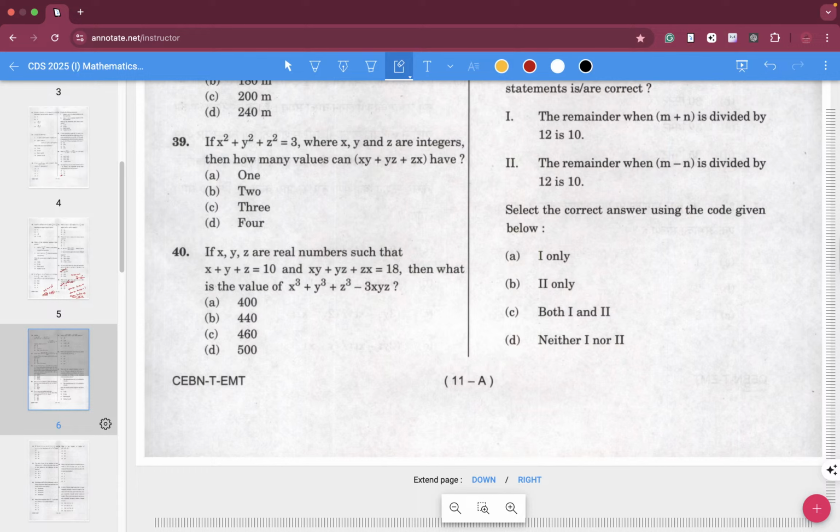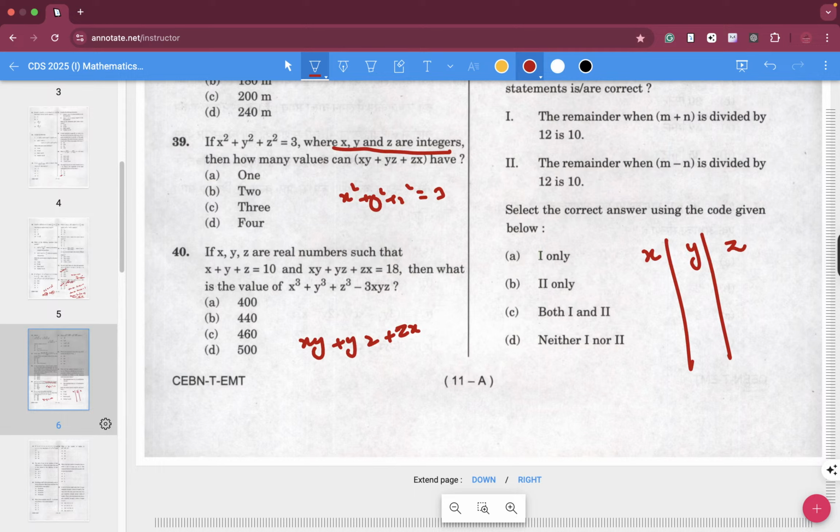They have given x square plus y square plus z square is equal to 3. x, y, z are integers. Then how many values of xy plus yz plus zx are possible? So what if I am saying x, y, z, since it's a square value, it can be all of it positive, right?